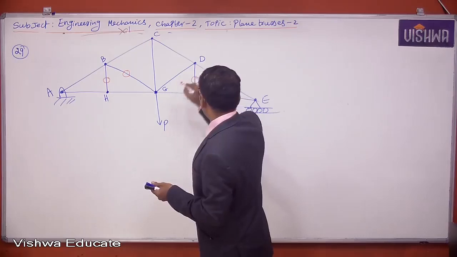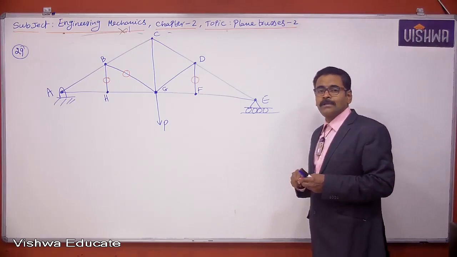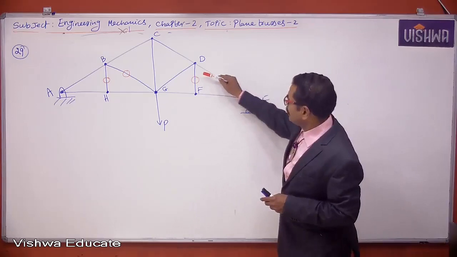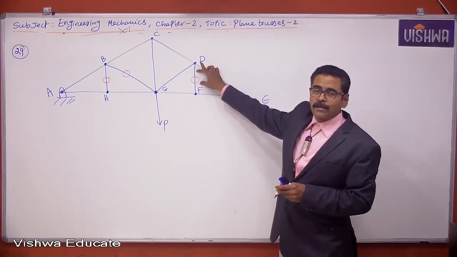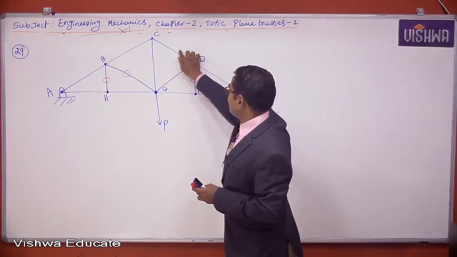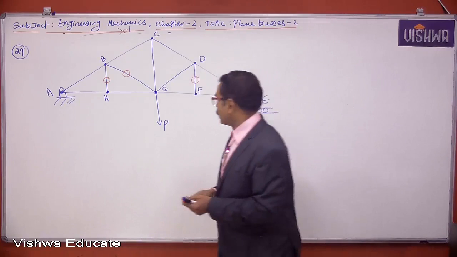Now come to joint D. About joint D, again three members are connected. Of course, four members are connected, but one member carries zero load. If any member carries zero load, just ignore it, forget about that member. Practically only three members are joined at D without any external load. Out of these three members, this member and this member are collinear. The third non-collinear member will carry zero load. I should say it also carries zero load.